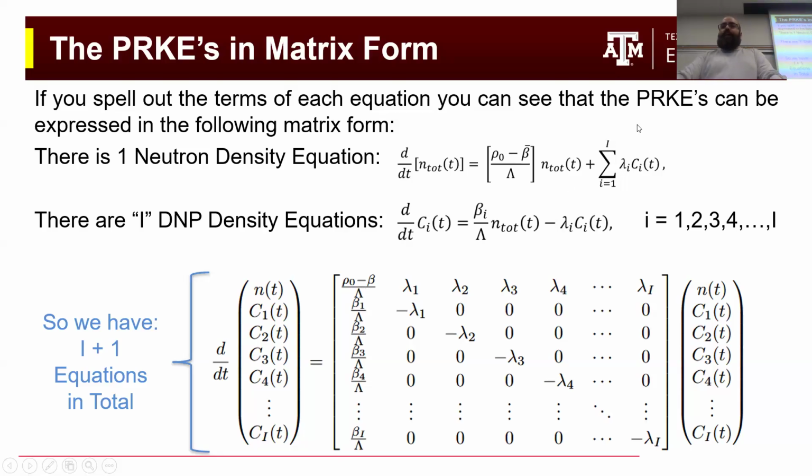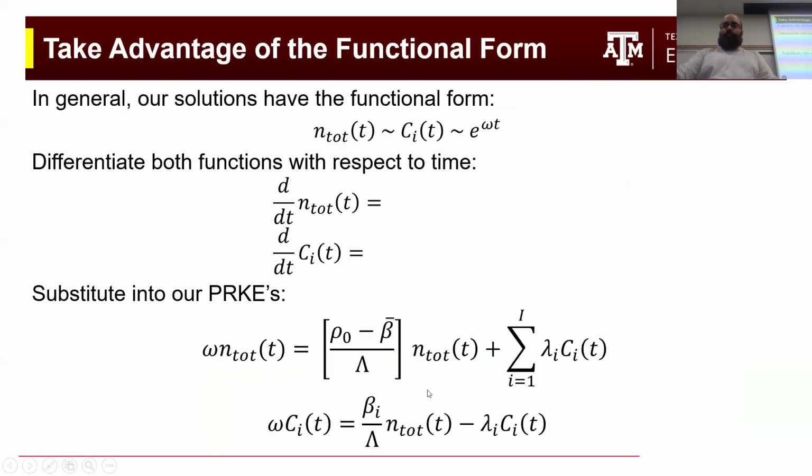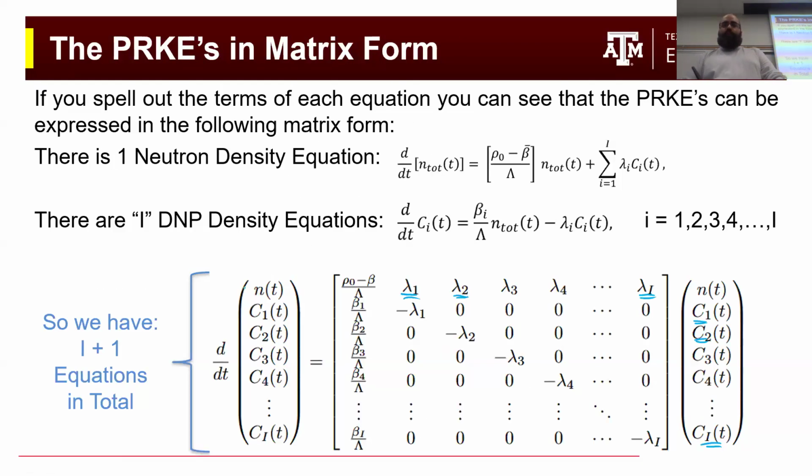And then because I have a sum here, I'm going to have a bunch of terms that look like lambda 1 times C1 plus lambda 2 times C2 plus lambda 3 times C3. So this lambda here would be multiplied by this C1, this lambda 2 would be multiplied by this C2, all the way up to this lambda I would be multiplied by CI. So this first line is this first equation.